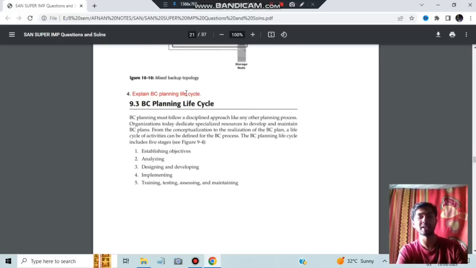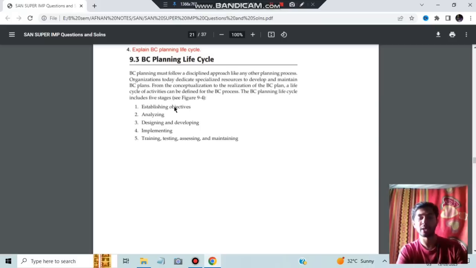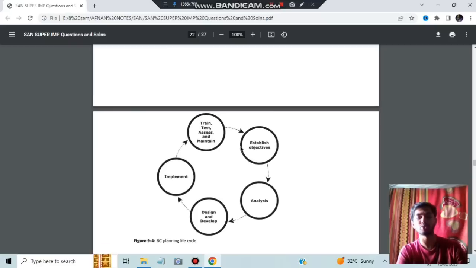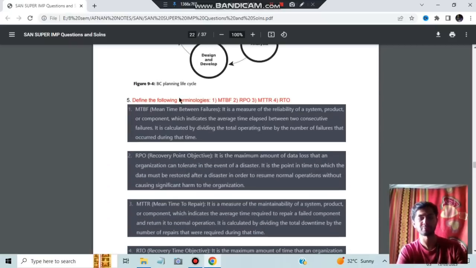Moving on, we have the BC planning lifecycle. Five steps are there. What is the business continuity planning lifecycle? Establish the objectives, analyze them, then design and develop the solution, implement the solution, and train, test, assess, and maintain the solution. You can write in this form. For more information, watch the theory video.